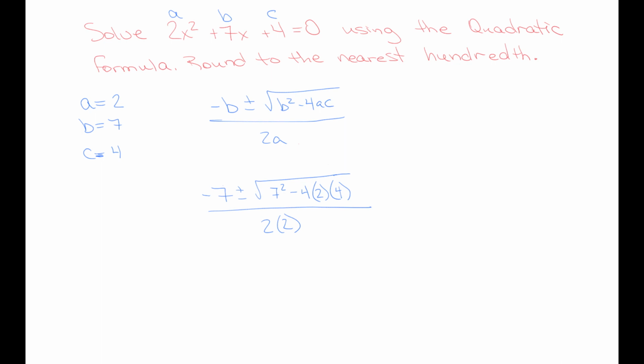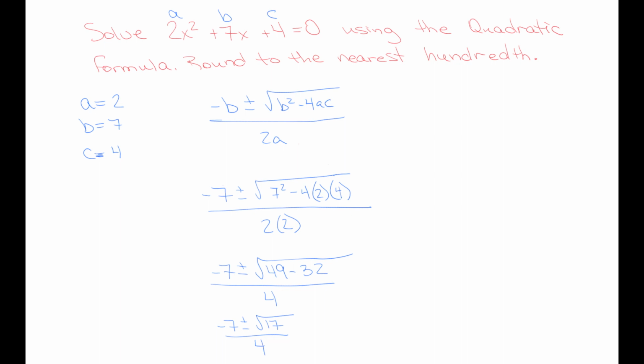So then I'm going to simplify this. I've got negative 7 plus or minus the square root of, I'm going to simplify one thing at a time. So 49 minus 4 times 2 is 8, times 4 is 32, all over 2 times 2 is 4. So this would give me negative 7 plus or minus the square root of 17 all over 4.